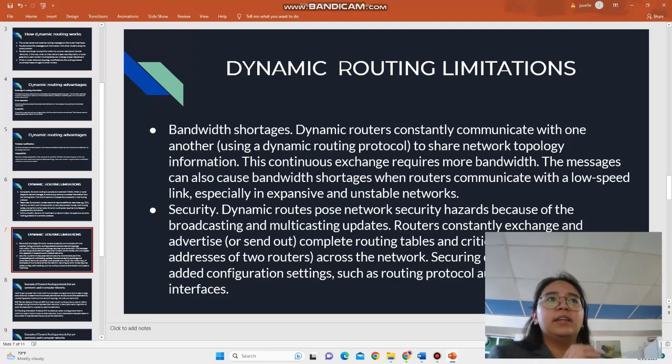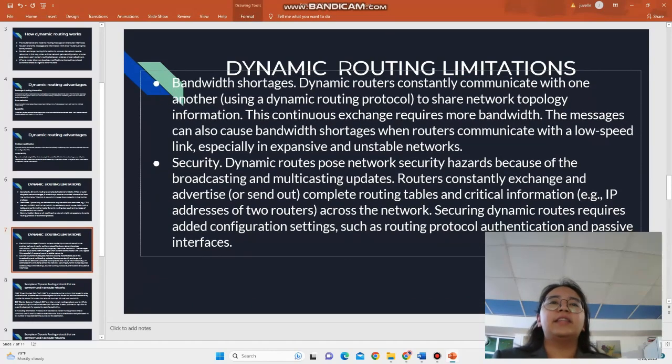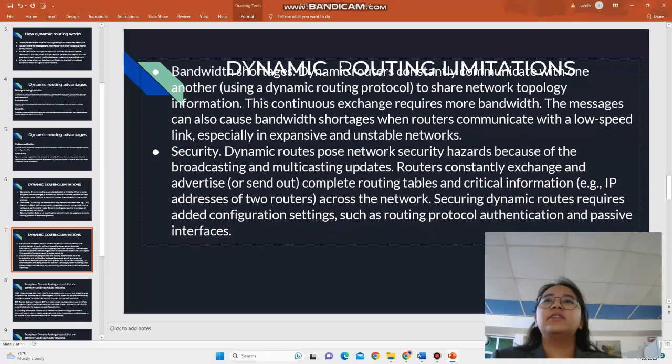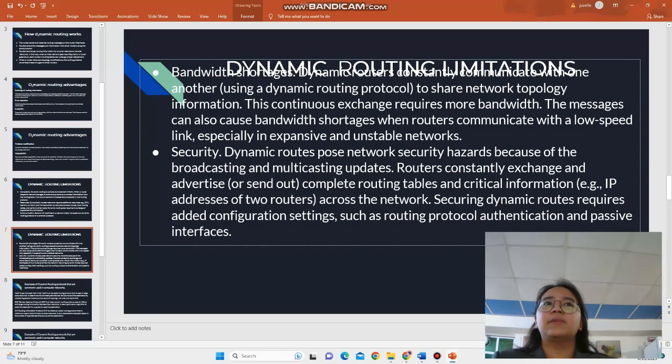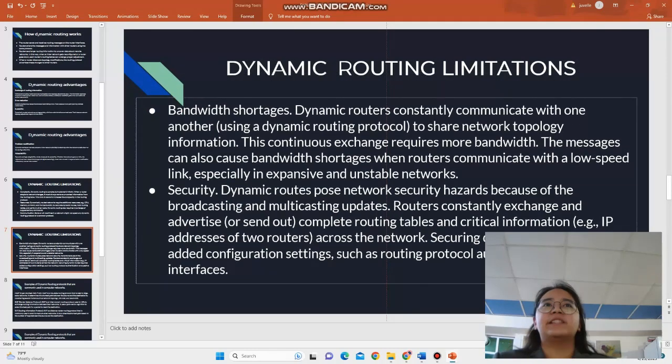And then the fourth one is security. Dynamic routes pose a network security hazard because of the broadcasting and multicasting of updates. Routers constantly exchange and advertise or send out complete routing tables and critical information, for example, the IP addresses of routers across the network. Securing dynamic routes requires added configuration settings such as routing protocol authentication and passive interfaces.